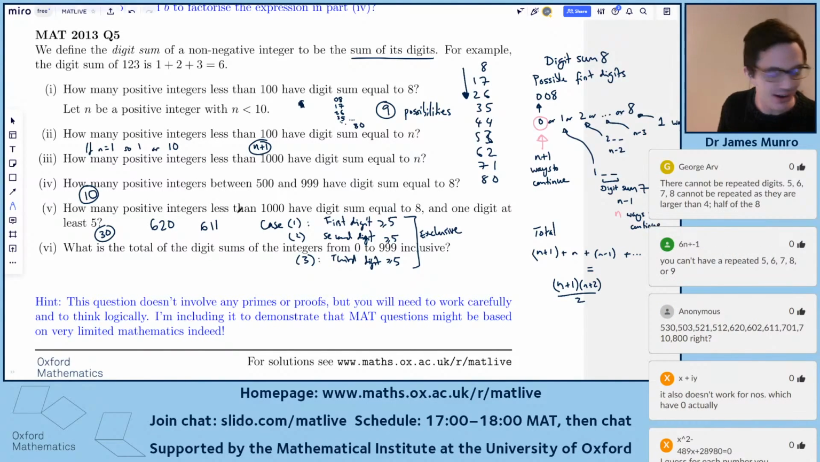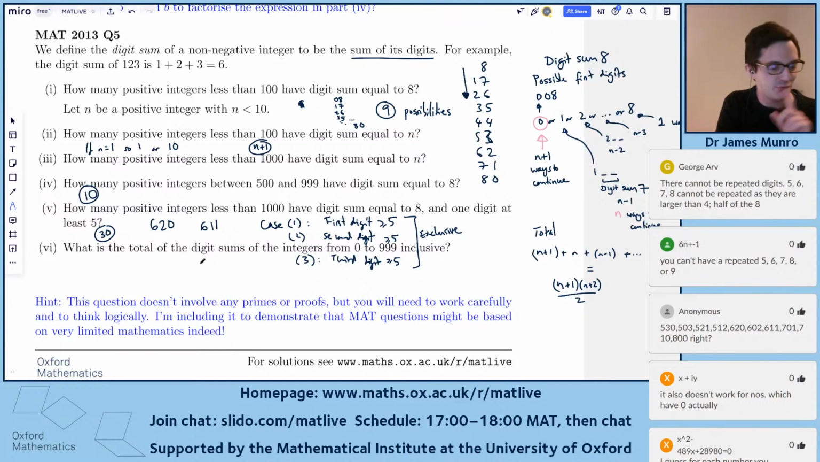Okay. Last part of the question. What's the total of the digit sums? Somebody said this is the fun bit of the question. What happens if you add together all of these digit sums, which are themselves the digits of some numbers added together? What happens if you add it all up?